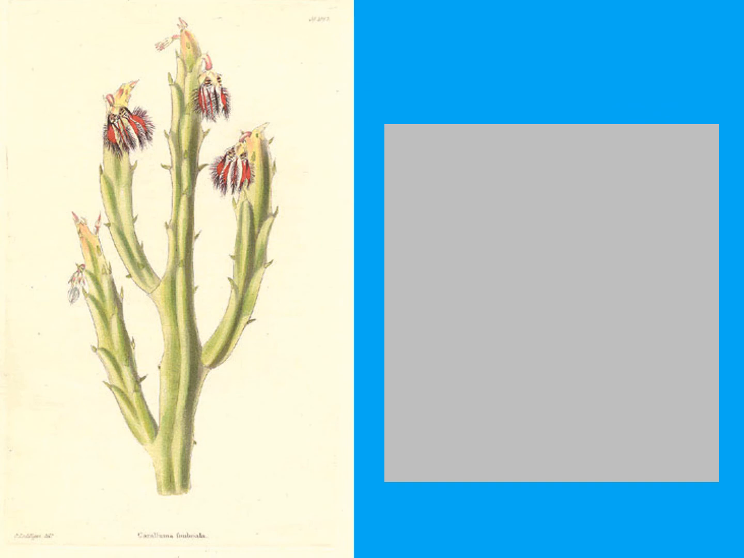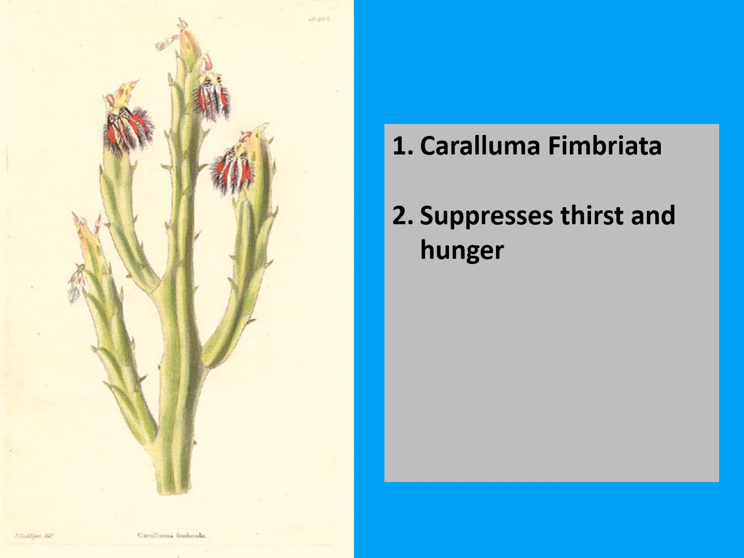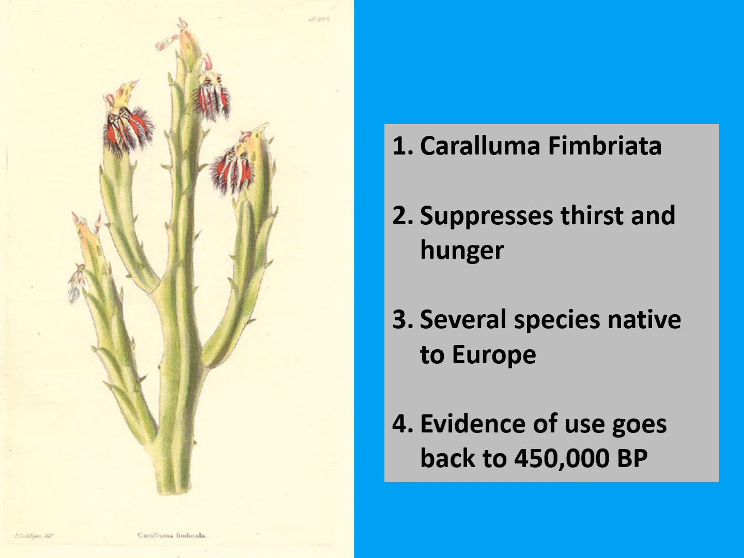So if we look at one example of a medicinal plant that we found in Neanderthal sites, we have Caralluma fimbriata, right, which we know can be used to suppress thirst and hunger. There are several species that are native to Europe, and the evidence of use goes back as far as 450,000 years ago. So it's something that's been with Neanderthals and Homo sapiens, perhaps even Homo erectus. That's been with our genus for a very long time.